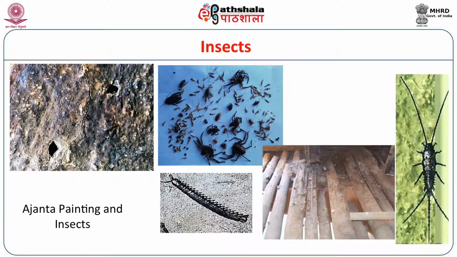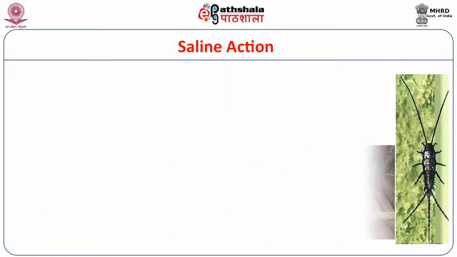Particularly the insects, they want to eat the organic material in the ground. They make holes and completely hollow out the whole ground of the painting, and because of that the painting layer will come out. So we could see this in many places, particularly in the Ajanta caves and many monuments which have paintings as well as very soft plaster materials.